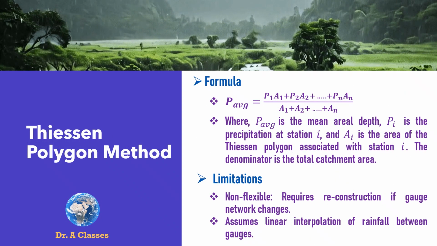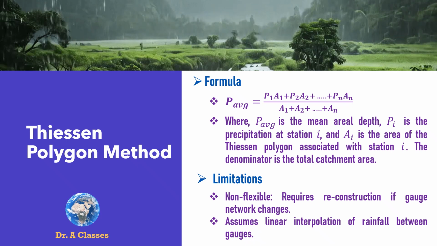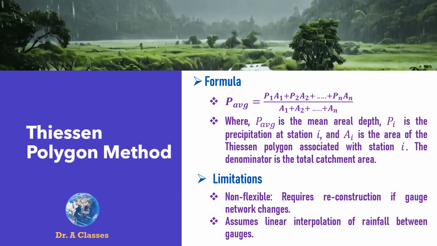Thiessen polygon method. This method assigns a weighted average to each rain gauge, recognizing that each gauge represents a specific sub-area of the total catchment. The procedure is: plot all rain gauge stations directly onto a map of the catchment area. Connect these adjacent rain gauge stations with straight lines, effectively forming a network of triangles across the map. Draw perpendicular bisectors to each of these connecting lines. These bisectors will intersect to form irregular polygons around each rain gauge. Each polygon's boundary defines the area where any point within it is closer to its enclosed gauge than to any other gauge.